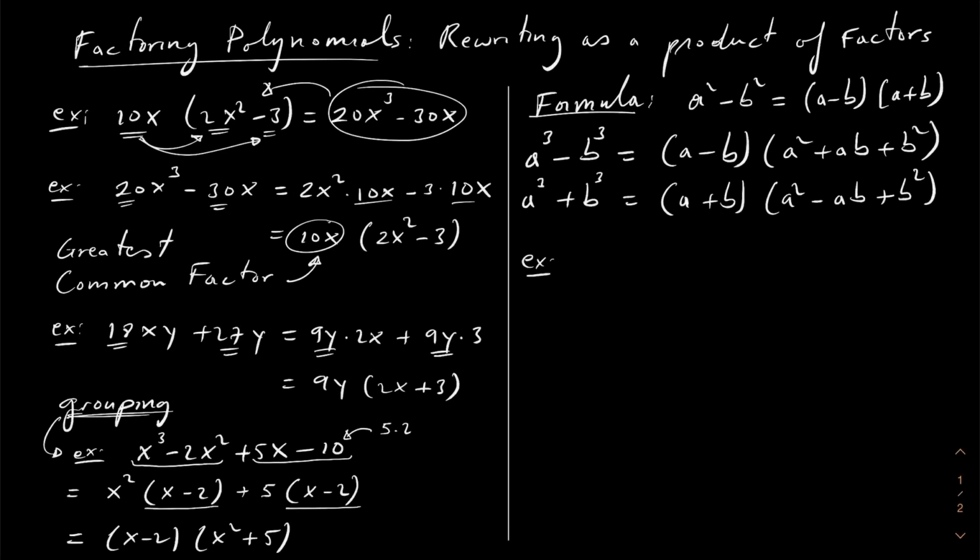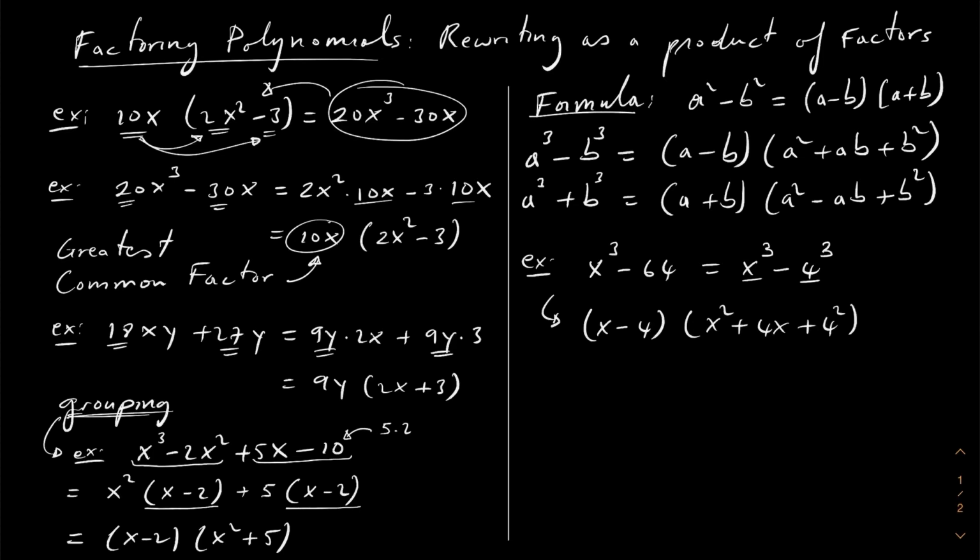Let's say I give you an example like x cubed minus 64. What you notice here is that 64 is the same thing as 4 cubed. So this is going to be a difference of cubes. And if you remember the formula, it goes same, different, always positive. And so this is going to be a is x and 4 is b. So you're going to have same, x minus 4, and then x squared plus 4x plus 4 squared. Same, different, always positive.